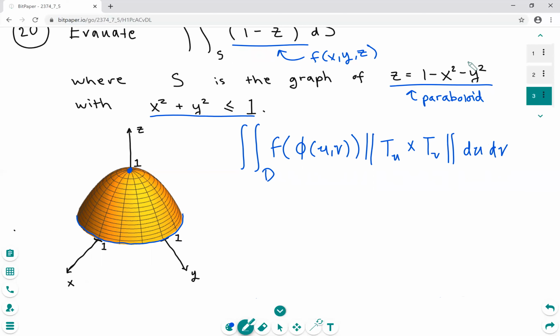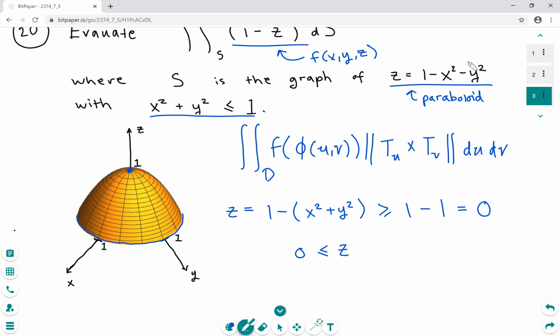So z, which is 1 minus, in parentheses, x squared plus y squared. If x squared plus y squared is less than or equal to 1, when we subtract it from 1, we get something that is greater than or equal to 1 minus 1, which is, of course, 0. So z is greater than or equal to 0. That's what this x squared plus y squared less than or equal to 1 condition gives us.